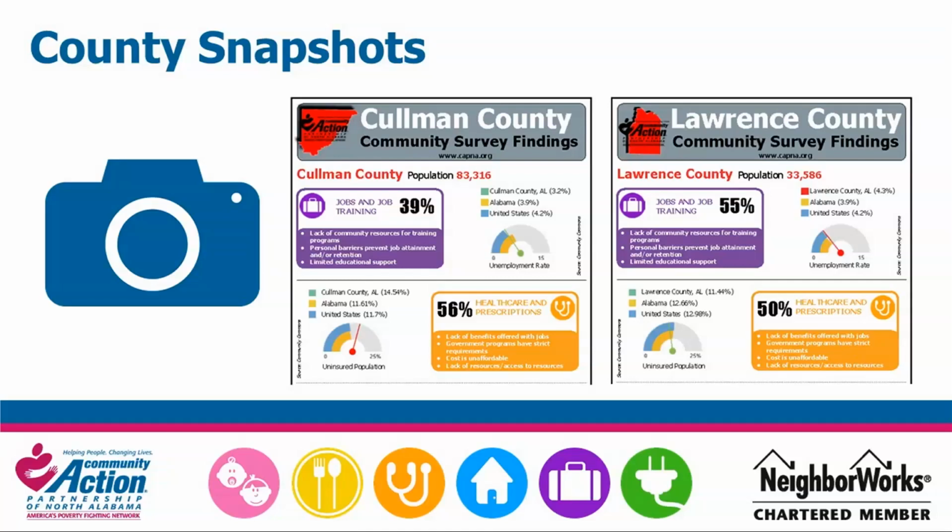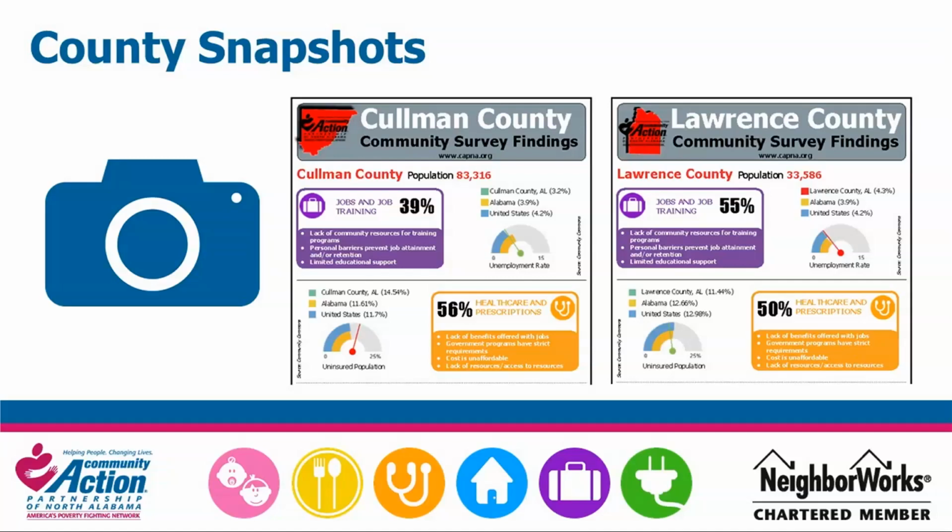You can look at Lawrence County and see that 50% of the respondents said that health care and prescriptions were a need. And you can see that while that gauge is green and Lawrence County's rate is below the rate of Alabama and the United States, it's still perceived as a need. And so this brings a contrast of some interesting information that provides great food for thought, and maybe some more exploration would be needed there to understand the perception against the rate.